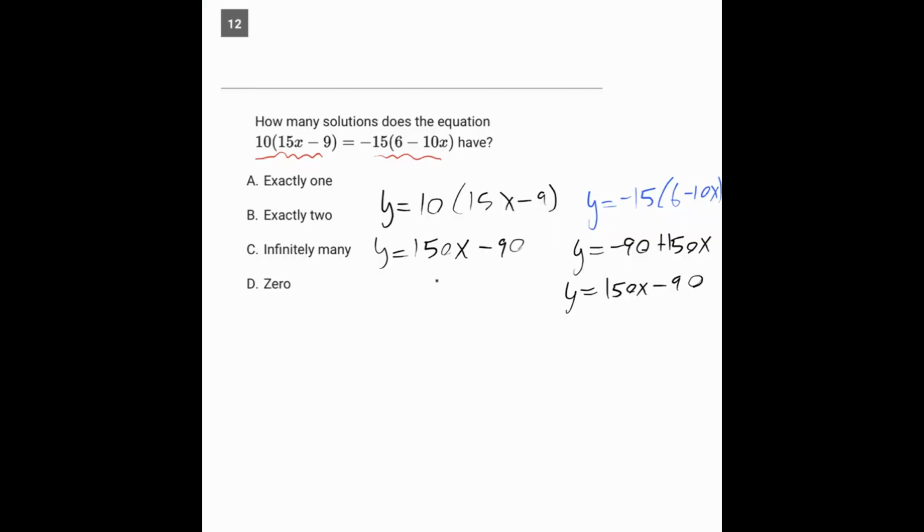And so here, that's what we have. We have infinite solutions because the two slopes are both 150. The two y-intercepts are both negative 90. So how many solutions are there to this situation? Infinitely many. And so the answer here is C.